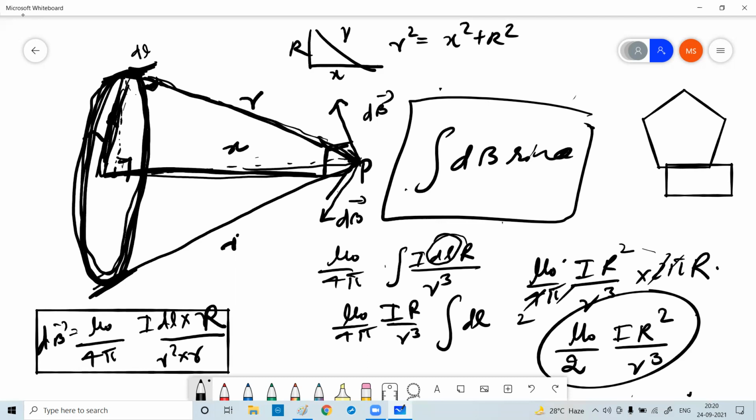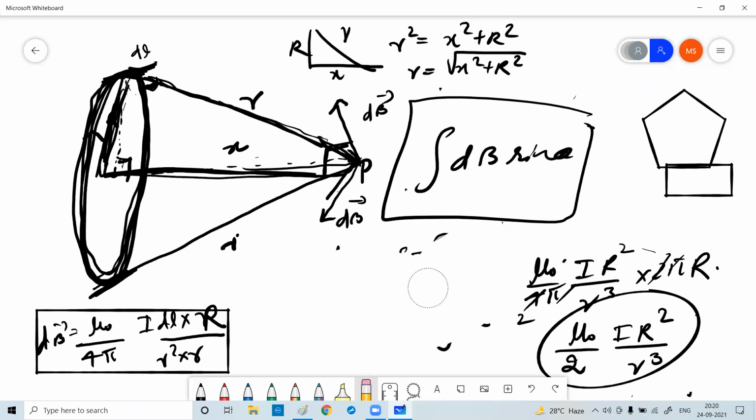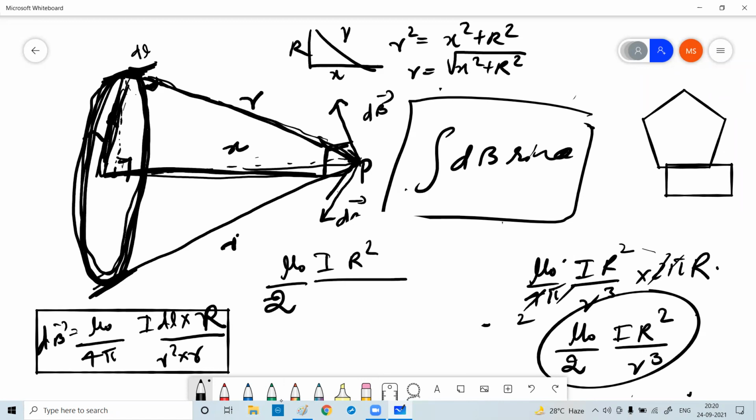Yes or no? So this R will become what? Square root of X square plus R square. So can I substitute this part here? So what will it become? Mu naught by 2 I r square. Here, instead of r, you will put this one. So x square plus r square to the power half to the power cube.